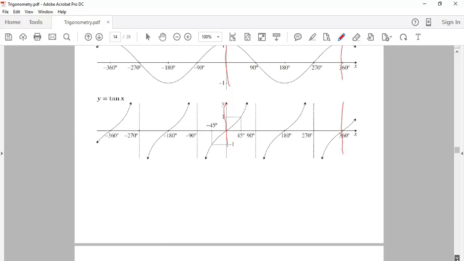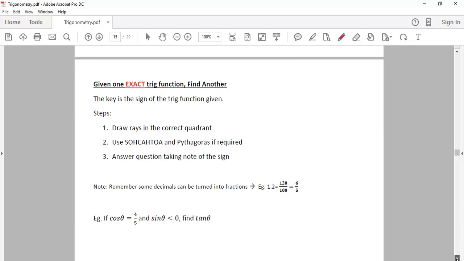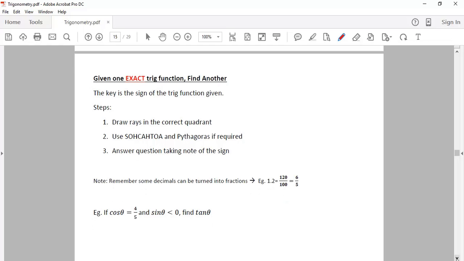Alright, so in this next section, we're going to look at finding exact values of trigs if you're given one function. So a key thing to remember is if they give you an exact value, so just say in this case at the bottom here, cos 4/5, just go back to your basic right angle trig. So remember, it can be formed as a right angle. But in general, you want to draw the rays in the correct quadrant, use SOHCAHTOA and Pythagoras if required to find the unknown side, and answer the question taking note of the sign.